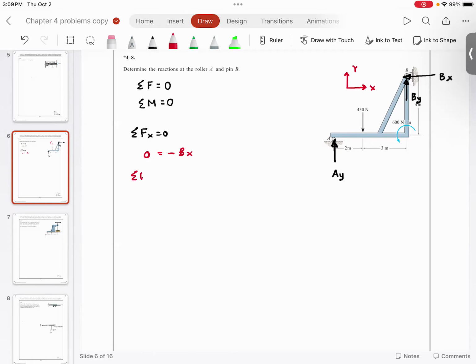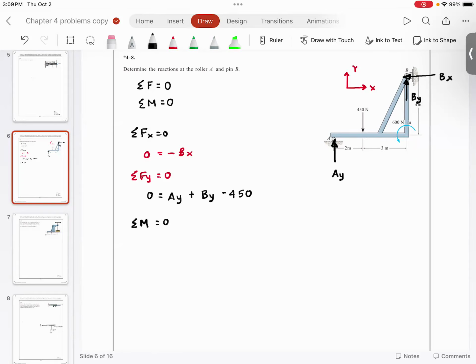Summation of forces in y direction is equal to 0. Now what are the forces in y direction? You have AY, you have BY, both of them are positive, and you have minus 450. Okay. Now we have to apply, last but not least, summation of moment is equal to 0.